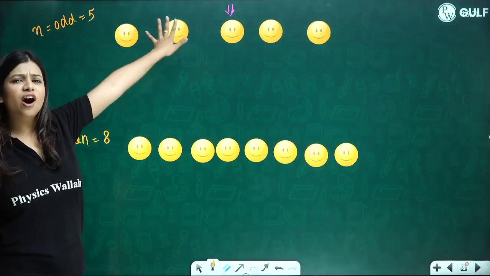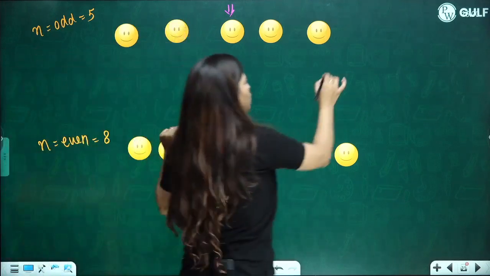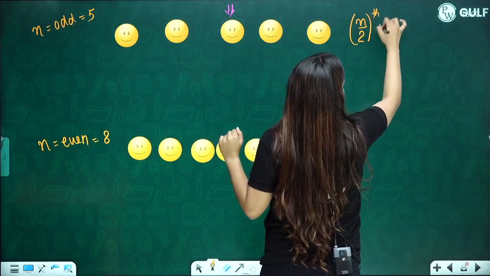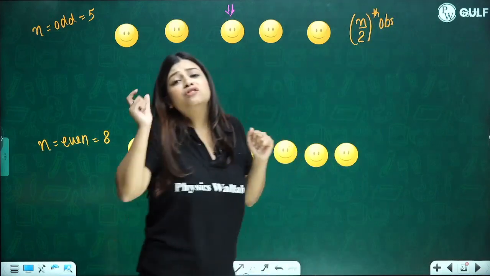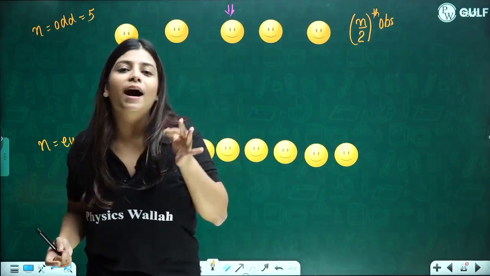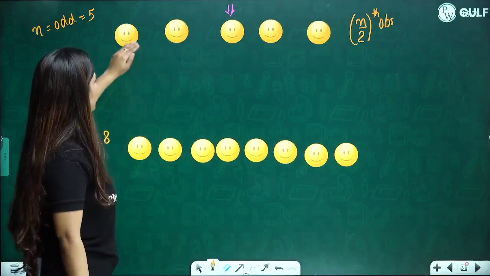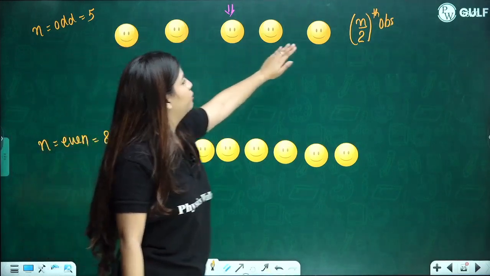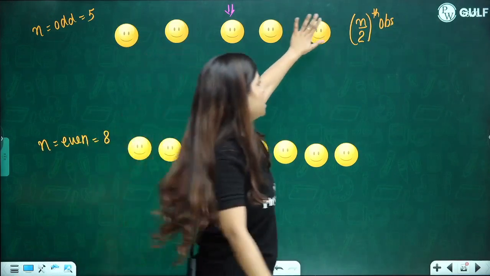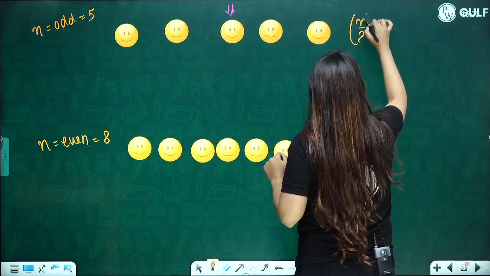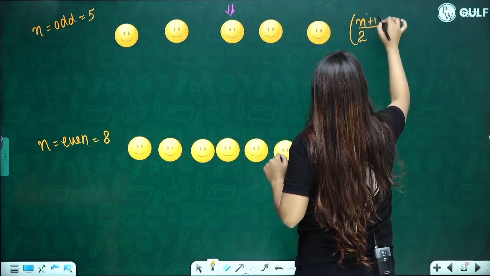When it is odd, it becomes really easy. What you just have to do is calculate the n by 2th observation. Now what does n by 2th observation mean? See, this is 1, 2, 3, 4, 5. Now since this is odd, just add a 1 to it. What? N by 2 plus 1.